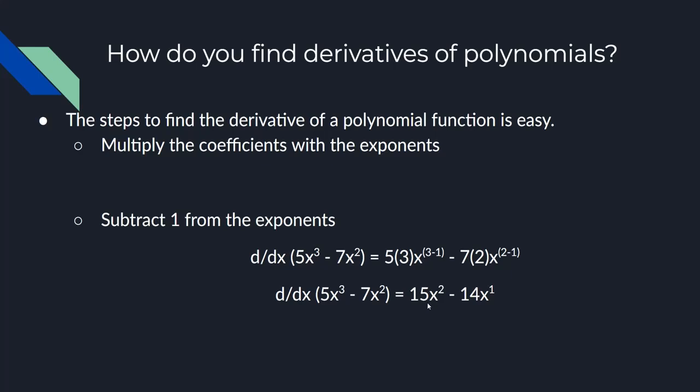So we get 5 times 3, which is 15. 3 minus 1 equals 2. And for the next part, 7 times 2 is 14, and 2 minus 1 is 1. So I end up getting that the derivative of this expression is 15x squared minus 14x to the 1. Notice how the power of that main x always goes down by 1 every time you take a derivative of a polynomial. And that's all you have to do when you take the derivative of a polynomial.